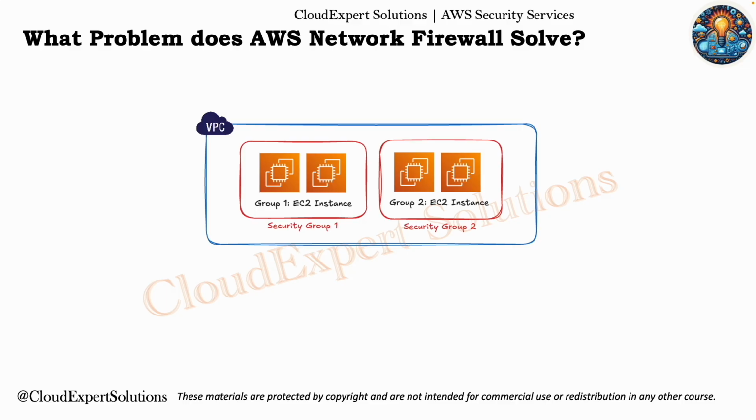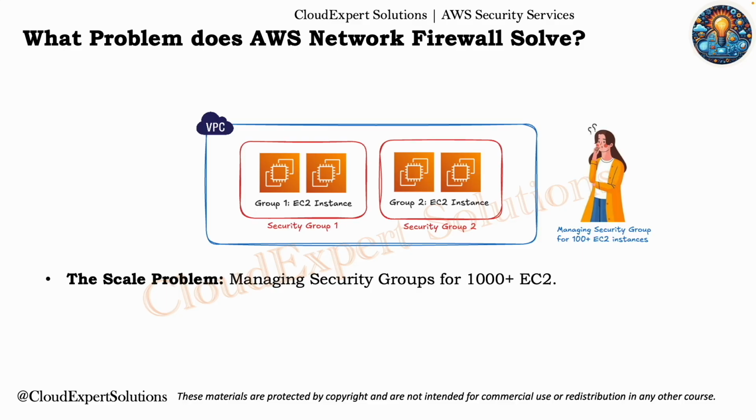Let's first understand the problem AWS Network Firewall is designed to solve. Security groups and network ACLs are great, but they are stateless or they provide basic control. They also live on the instance level. We all know security groups are an instance level firewall. Now imagine you have thousands of EC2 instances. If you want to manage all these rules, it is a perfect recipe for a headache and a nightmare.